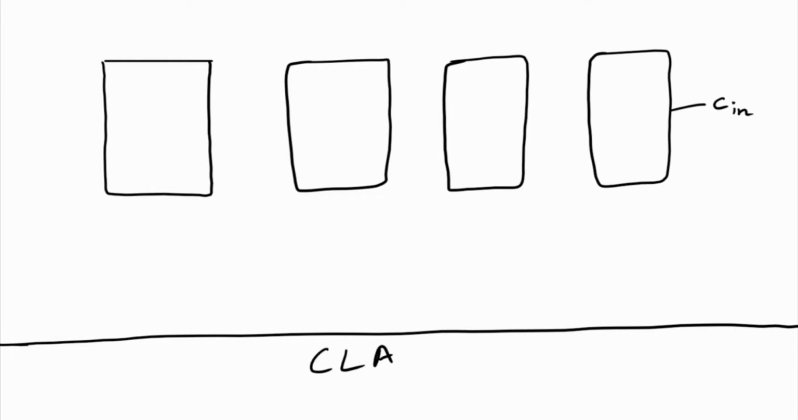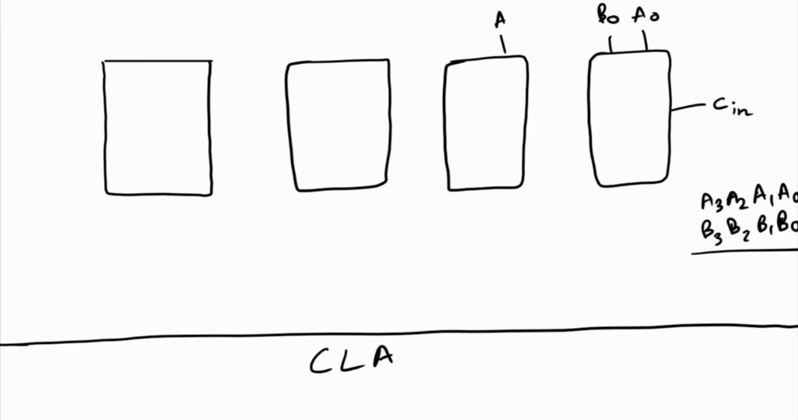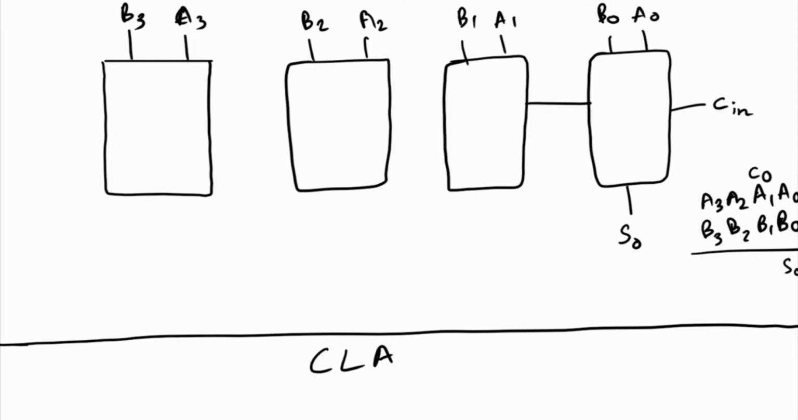Let me name them A3, A2, A1, A0, B3, B2, B1, B0. These are the inputs I'm giving: A0, B0, A1, B1, A2, B2, and A3, B3. So when we add those numbers, we'll get a sum S0 and a carry C0. I am putting it here as S0 and here as C0.